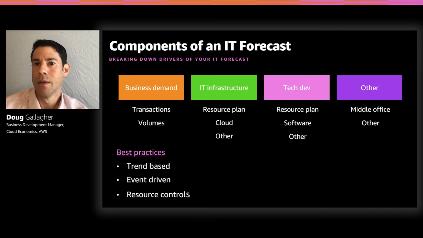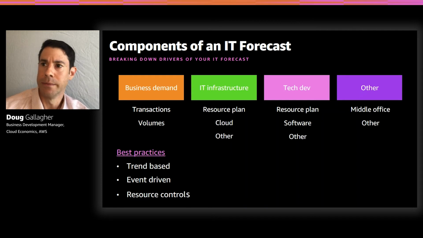Okay, so from there, what are some of the best practices and tools we have available to help customers actually forecast those expenses and report it back to the business to talk through what's the value that's being delivered? There's a couple of different approaches. One is trend-based. The other is event-driven. And then there's also, with both of those, ways to actually control and continue to monitor. And there's tools we have available to do so.